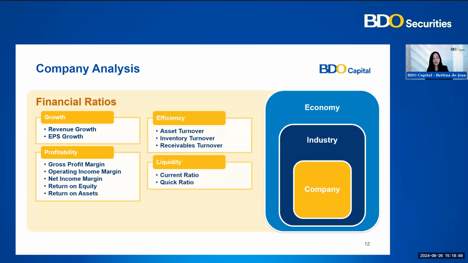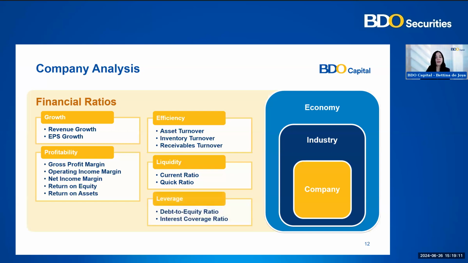Next would be liquidity ratios. These measure the company's ability to sufficiently pay off short-term liabilities using liquid or current assets. The keyword here would be current, meaning if these short-term debts come due today, does the company have readily available funds to pay these off?